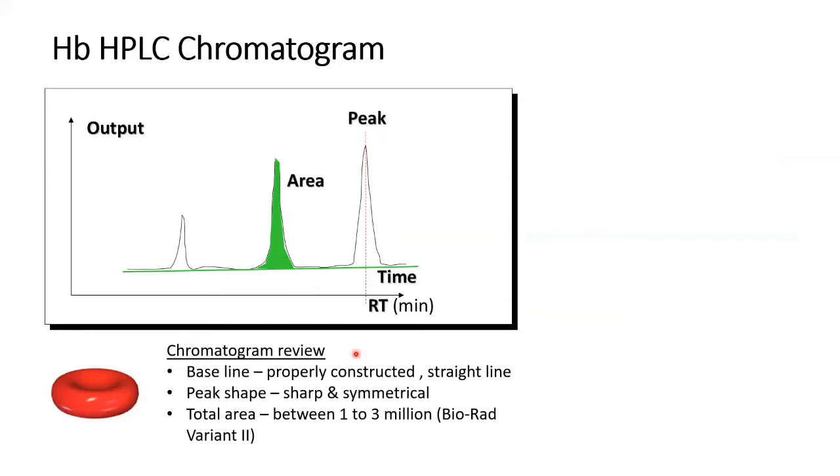Whenever we are reviewing an HPLC chromatogram, we are supposed to check that the baseline is straight and properly constructed, and the peaks are symmetrical and sharp, and the total area, which I'll show in the subsequent slides, is between 1 to 3 million. This is for the BioRad Variant 2. This range is 1 to 4 million in the BioRad D10 machine. So that's like an internal QC check.